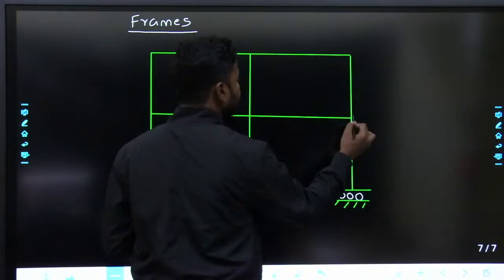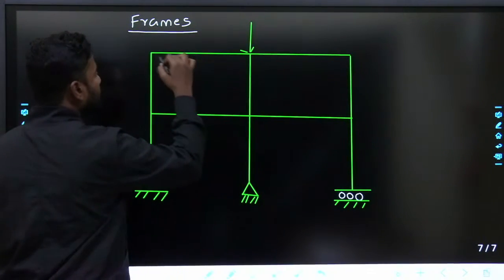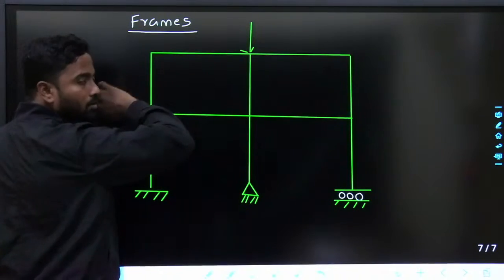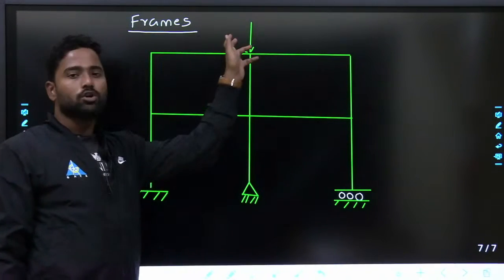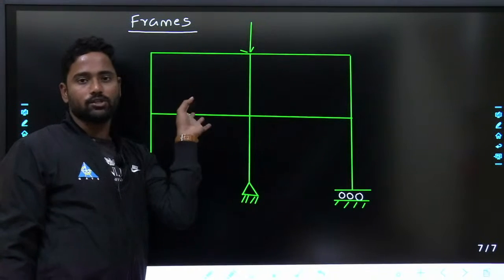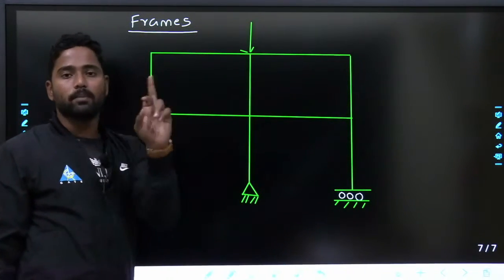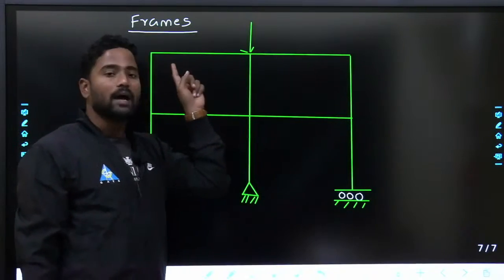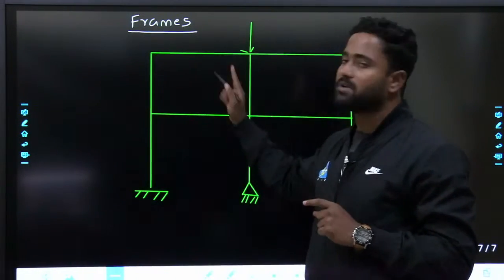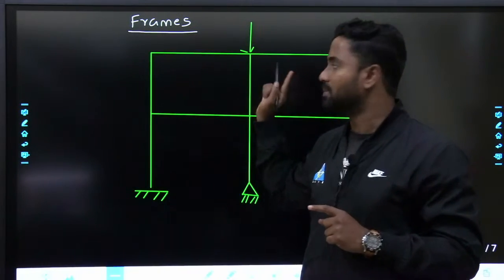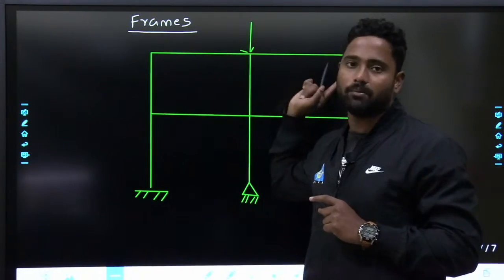Let us say this is the frame. If I apply the load, this will bend, this will move horizontally. Bending in the sense it will take the bending moment, it will take horizontal movement, it will take vertical reaction also. In trusses, members will not take bending moment, members will take axial forces, either tension or compression, whereas in frames members will bend, and take axial forces, tension, compression, everything.